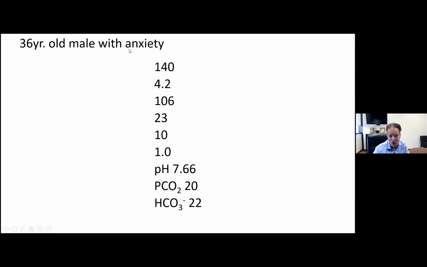Here's a 36-year-old male with anxiety. Bicarb's down a little bit. PCO2's down more. Again, don't call this a metabolic acidosis, even mild. These numbers, reflecting the ratios of change from normality, are only compatible with acute respiratory alkalosis.